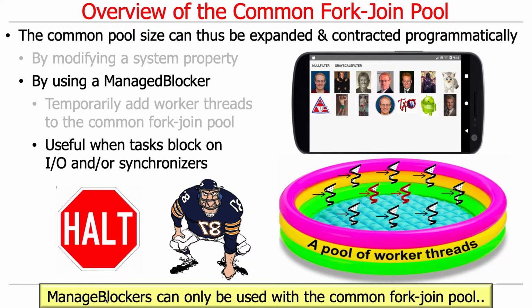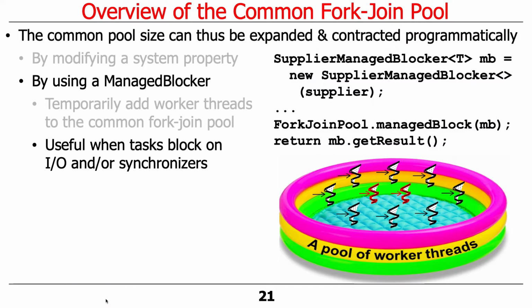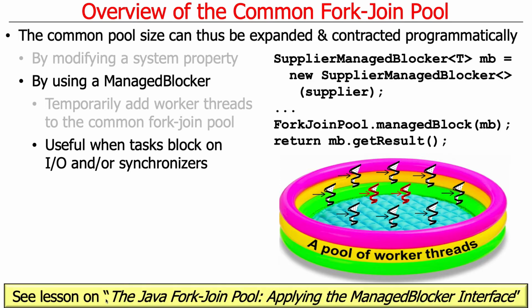Keep in mind that ManagedBlocker can only be used with the common ForkJoin pool. You can't use it with any other ForkJoin pool that you create yourself in a custom way. Only the common ForkJoin pool can be used this way. We're going to talk a little bit later about how to apply the ManagedBlocker interface, and we're going to wrap it up with a really cool little helper class, which will make it easy to do this without having to know a lot of low-level details. It'll use other Java 8 features like suppliers and so on in order to simplify the behavior.